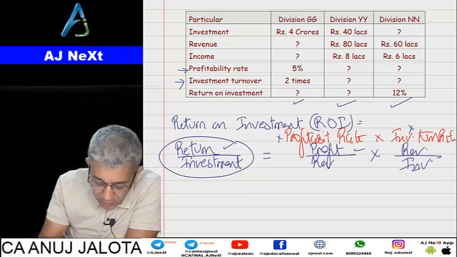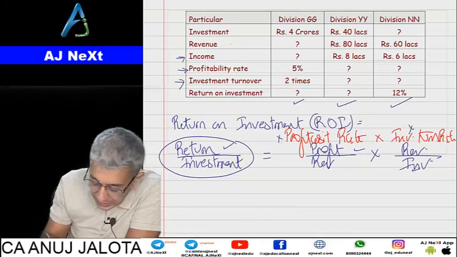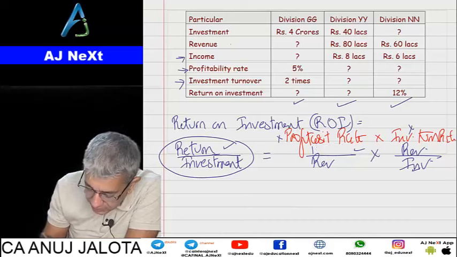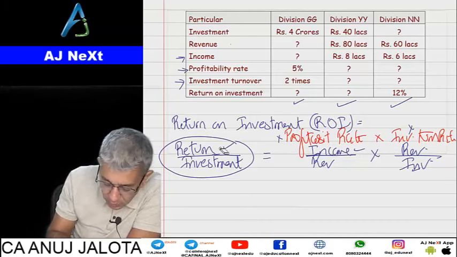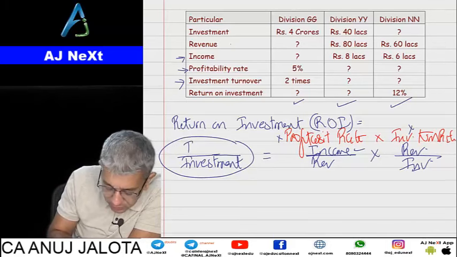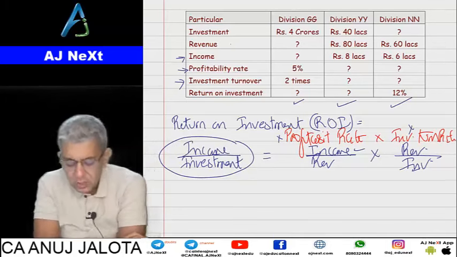Apart from that, the profit word, I guess, is income. So I will start replacing profit by income. So exactly we have the words which are there in the question. So ROI will also be income upon investment into 100. Now this should be quite simple.